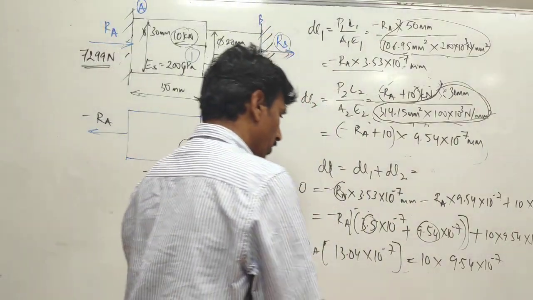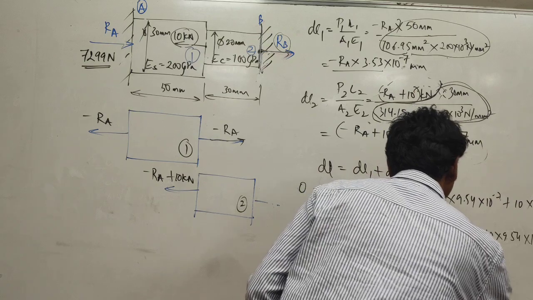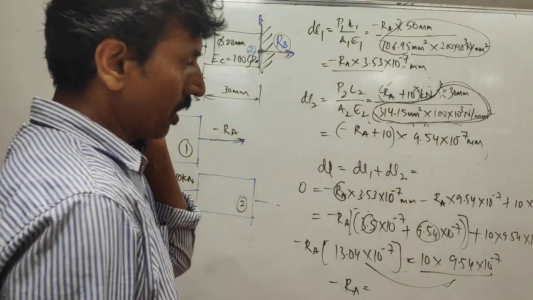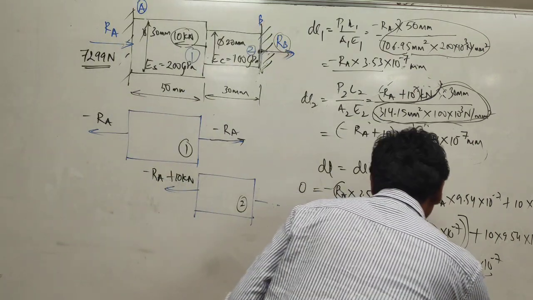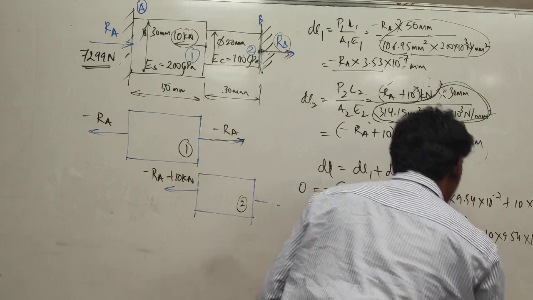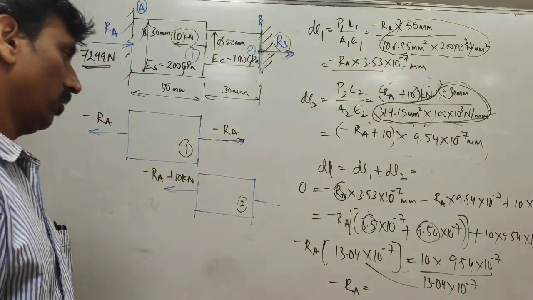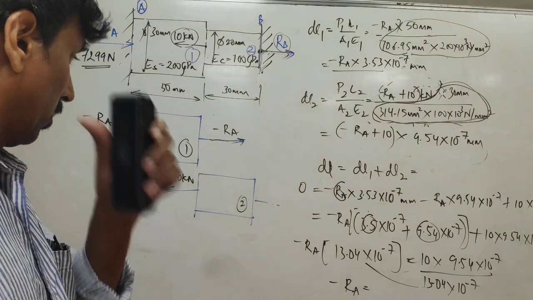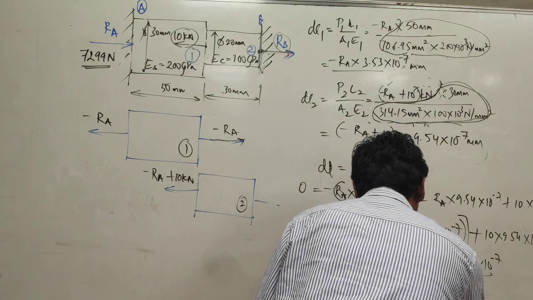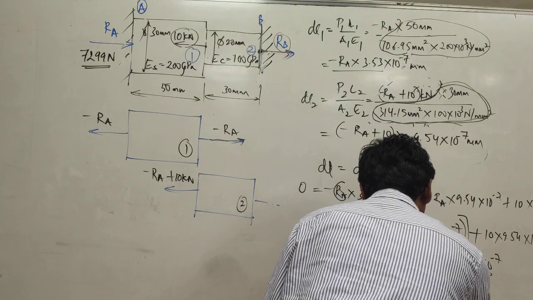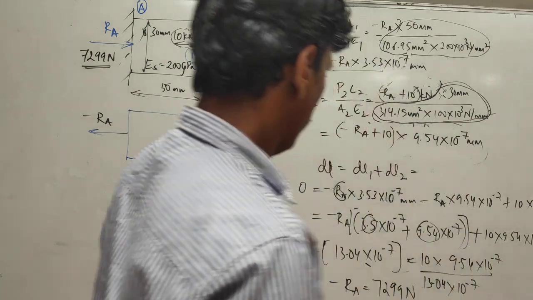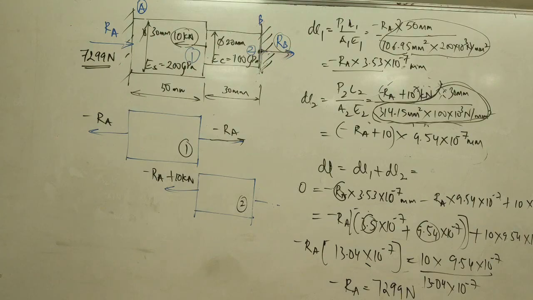So here, since this comes down, you can get this down to get minus RA, where this comes here as 13.04 into 10 to the power of minus 7. And you get the answer as how much? 7,299 newtons. 299 newtons. Did you get this? I doubt.